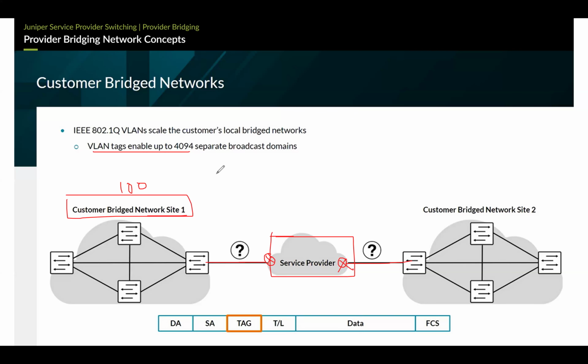You can consider MPLS network, or you can provide like VPLS or L2 VPN. That can be one solution, or you can consider Q-in-Q. That will be another solution. So today we discuss provider bridging. Okay, provider bridging is also one solution for this problem. Okay, so let's go.